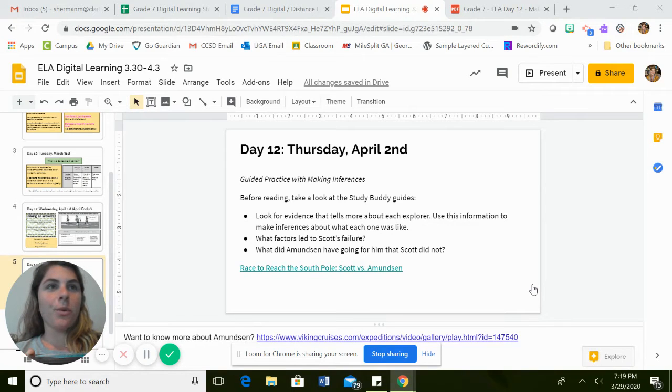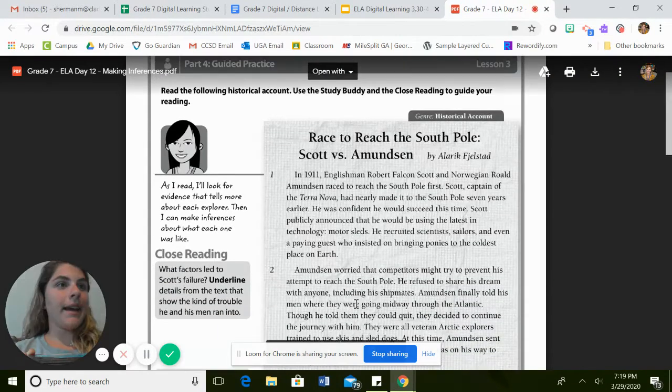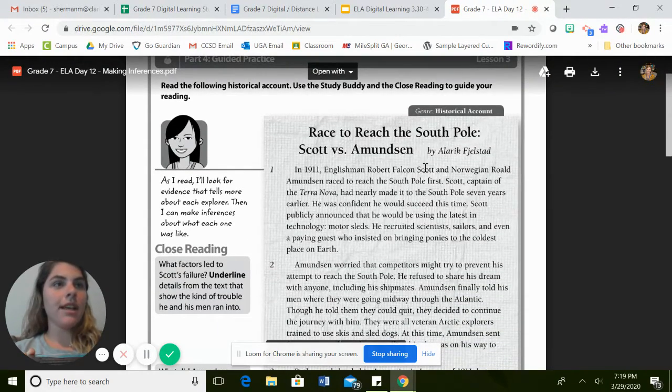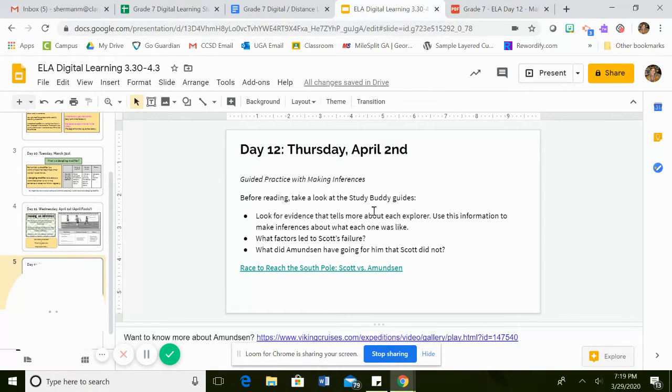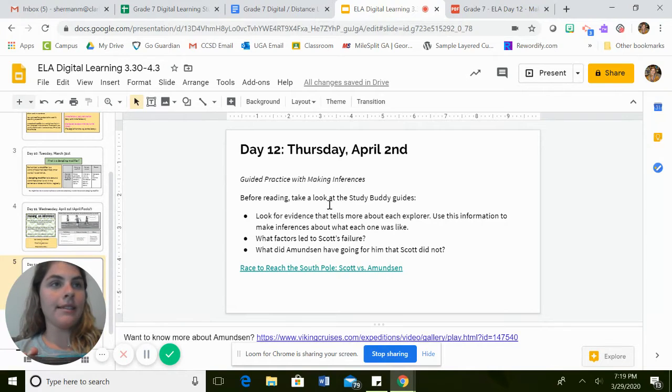We're going to get started with some guided practice with making inferences. So yesterday we talked about how we make inferences, and today we're going to use those skills and apply them with a text. So you will see today's lesson involves reading a historical account, and we're going to read that in just a moment. But before we do, let's take a look at the study buddy guides.